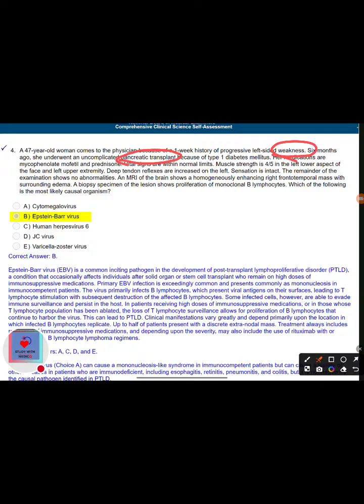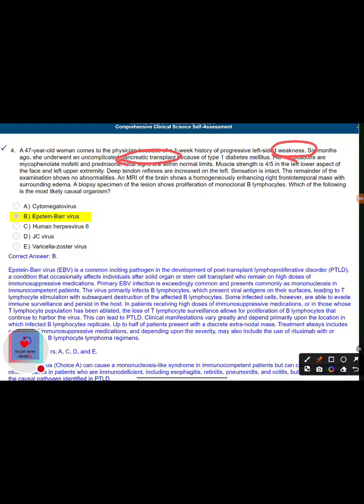Vital signs are within normal limits. Muscle strength is 4/5 in the left lower aspect of the face and left upper extremity. Deep tendon reflexes are increased on the left. Sensation is intact. The remainder of the examination shows no abnormalities. MRI of the brain shows a homogeneously enhancing right frontotemporal mass with surrounding edema.